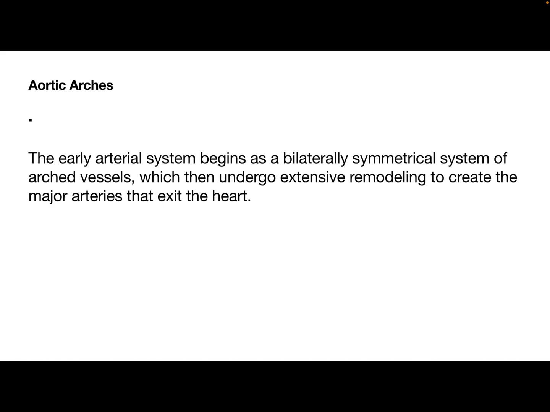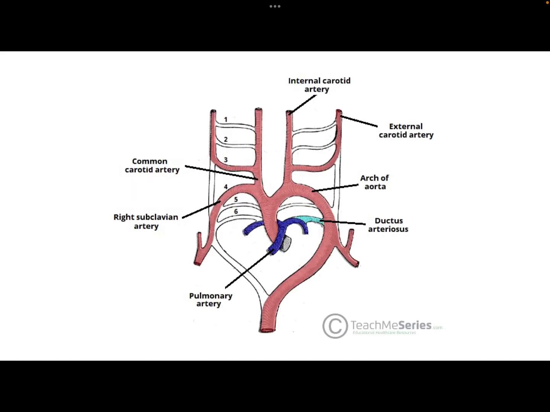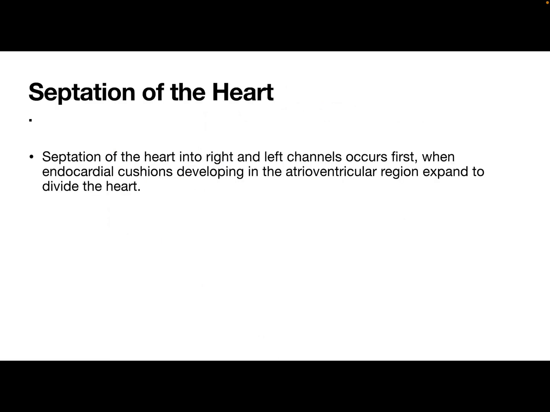The early arterial system begins as a bilaterally symmetrical system of arched vessels, which then undergo extensive remodeling to create the major arteries that exit the heart. This is a picture of the arteries and aorta of the heart.